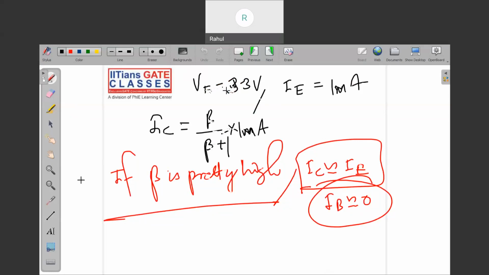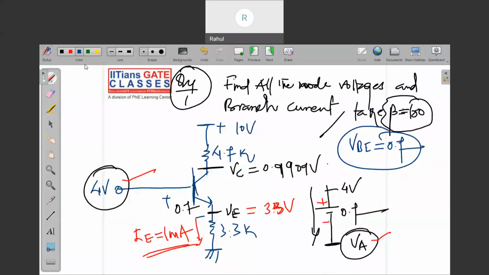So now you have got IC, not VC. I'm very sorry for that. Now you can compute VC. What is VC here? You are again coming down from plus to minus, right? The drop across this 4.7 subtracted from 10 will give you VC. So let me write here.